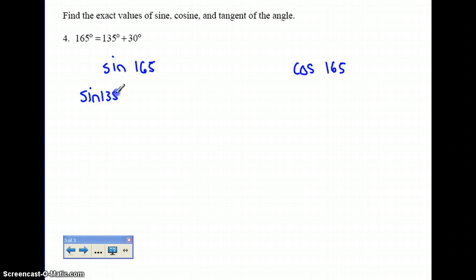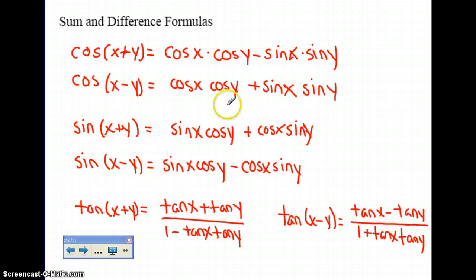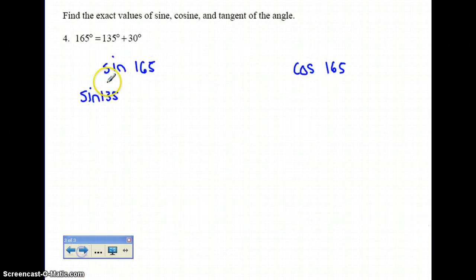of 2 angles. So it's going to be sine of x. It's going to be this formula right here: sine of x times cosine of y plus cosine x times the sine of y. This is the x value, and that's the y value. So sine of 135 times the cosine of 30 plus the cosine of 135 times the sine of 30.